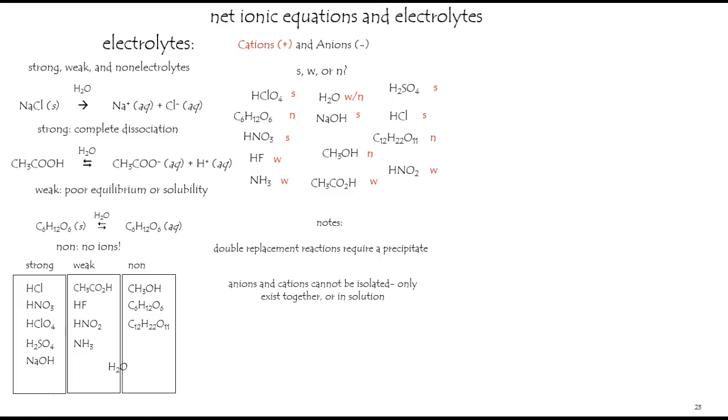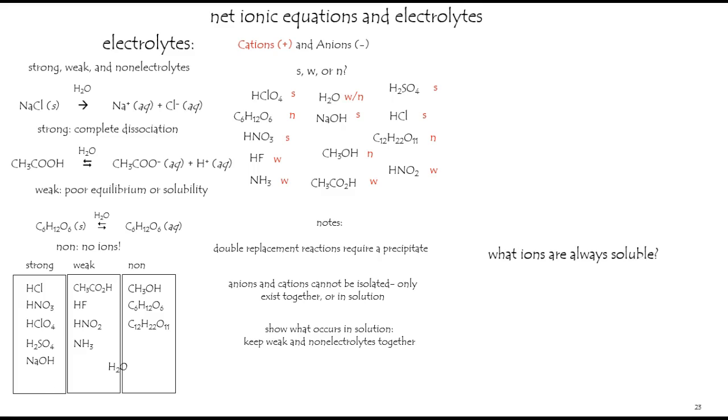Anions and cations are always shown independently in a net ionic equation, but it's a bit of an illusion since they cannot be placed in a bottle. They can only exist when their counterpart is together. And if you really think about it, a net ionic equation shows what actually occurs in solution. We keep the weak and the non-electrolytes together because that's how they exist.